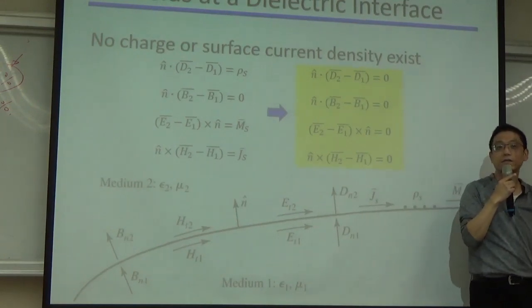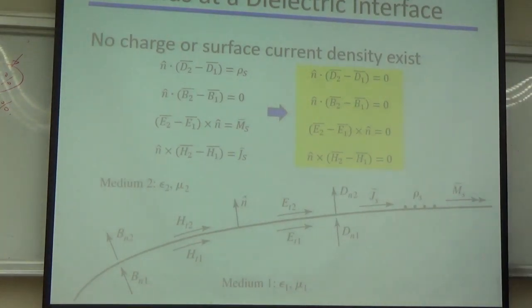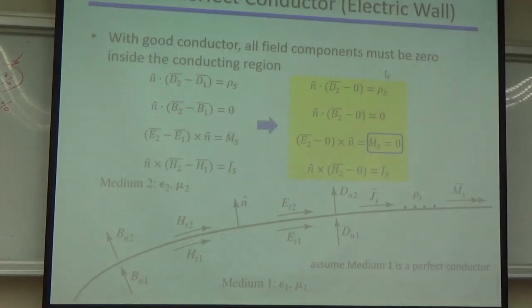Okay? It's a beautiful and simple result we derive from Maxwell's equations. And there are more cases in your textbook. They talk about if there is a perfect conductor, we say electric wall. What does perfect conductor mean? Perfect conductor means your conductivity equals infinite.